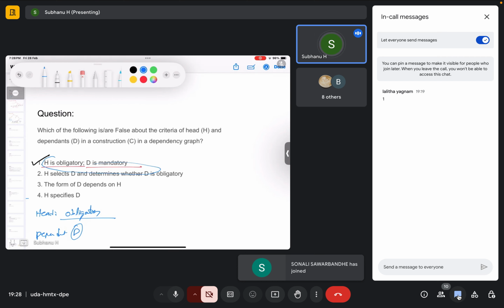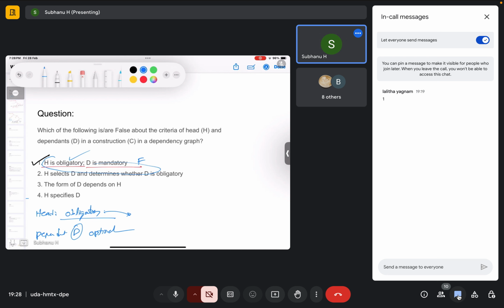The first statement says that H is obligatory and D is mandatory. So this is false because we have seen that D, the dependent, is optional. Obligatory means that you always need the head to form a construction. Fine. So here only the head is required. Dependents may or may not appear.